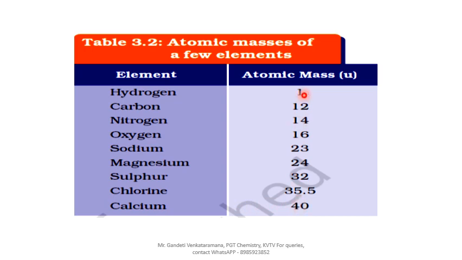So all these are atomic masses of some elements. At least you should memorize the atomic masses of these elements. This is a very important table; only then can you solve some questions. Clear? You need not memorize the atomic masses of all the elements in the periodic table. No need. But at least hydrogen, carbon, nitrogen, oxygen, sodium, magnesium, sulfur, chlorine, calcium. You should memorize these atomic mass values. Clear? There is no alternative. You have to memorize them.